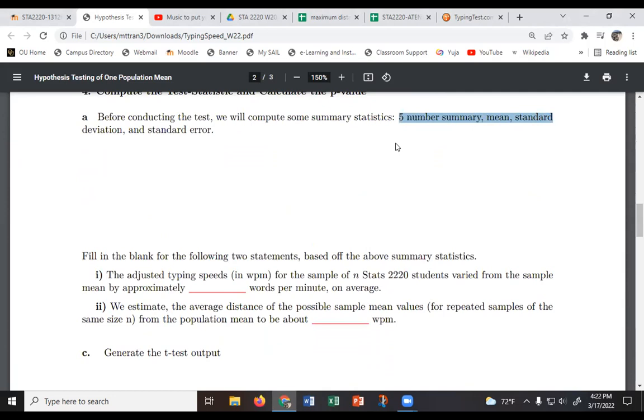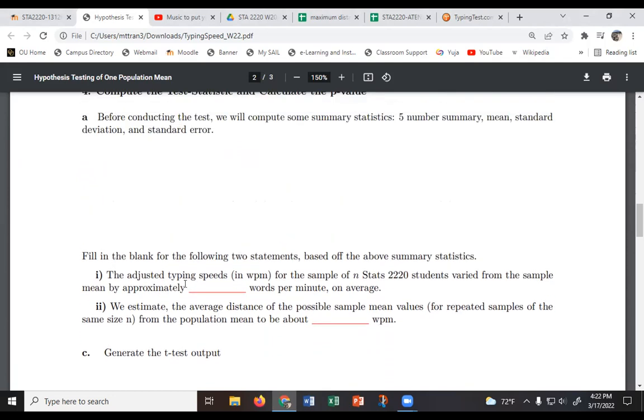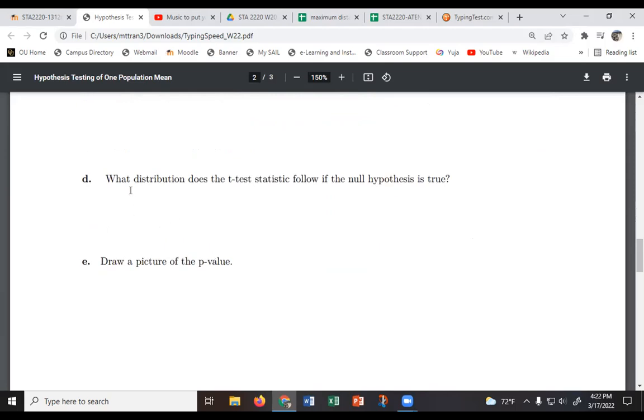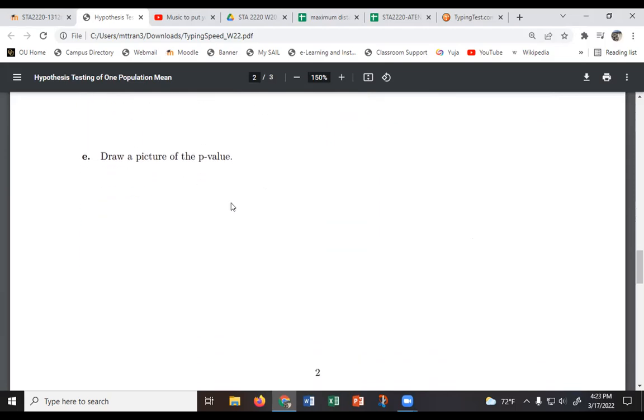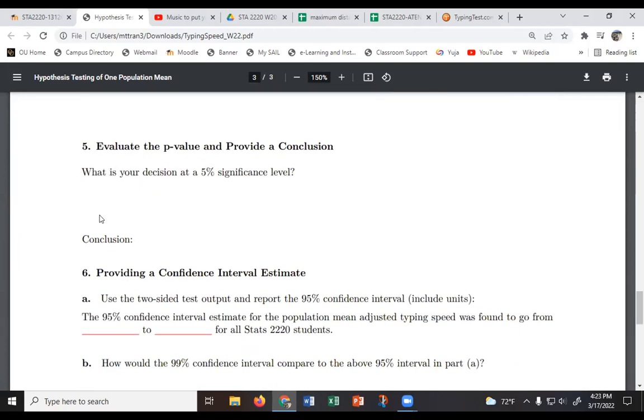Here you can use Google Sheet or R to compute the five number summary. What are the five number summary? Max, min, Q1, Q2, median. Then the mean, standard deviation, standard error. And here the interpretation: you just have to tell me the interpretation of the numbers that you have up here. Generate the t-test. Earlier I showed you how to do it, and I'll show you again using R and Google Sheet during our lecture. What's the distribution of the t-test? Draw a picture of the p-value, you can do it by hand. Evaluate the p-value. Just answer a bunch of questions.